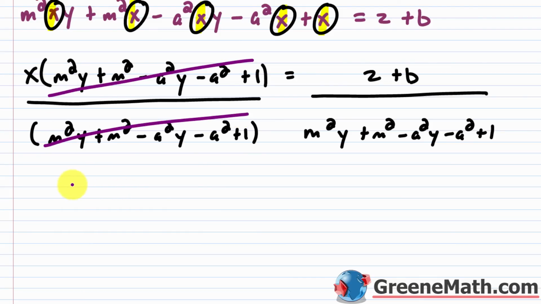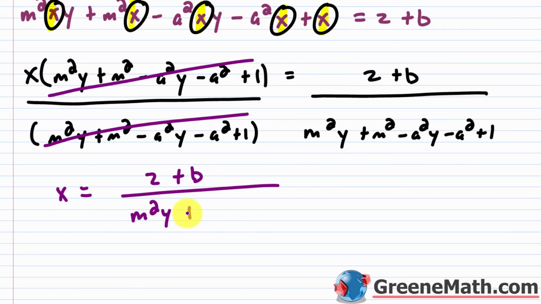So this is going to be x is equal to, you have your z plus b, and this is over, let's go ahead and say m squared y, and then plus m squared, and then minus a squared y, and then minus a squared, and then plus 1. So that would be your solution. Again, how you want to arrange things is really up to you, but this is what you can put for your answer.